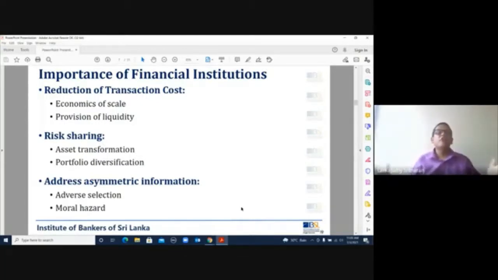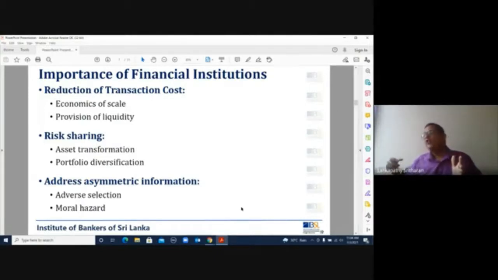And the provision of liquidity, of course, I have already mentioned that the financial institutions are creating more liquidity in the system. So that is the first importance. And the second one is risk sharing. When a bank gets involved, for example, the bank gets money from the surplus units and grants loans and advances to 100 different customers. If one or two do not repay that money to the bank, nothing will happen to the bank because the risk is spread, since they have granted loans to 100 people with a margin, and 98 people are repaying on time with that margin.